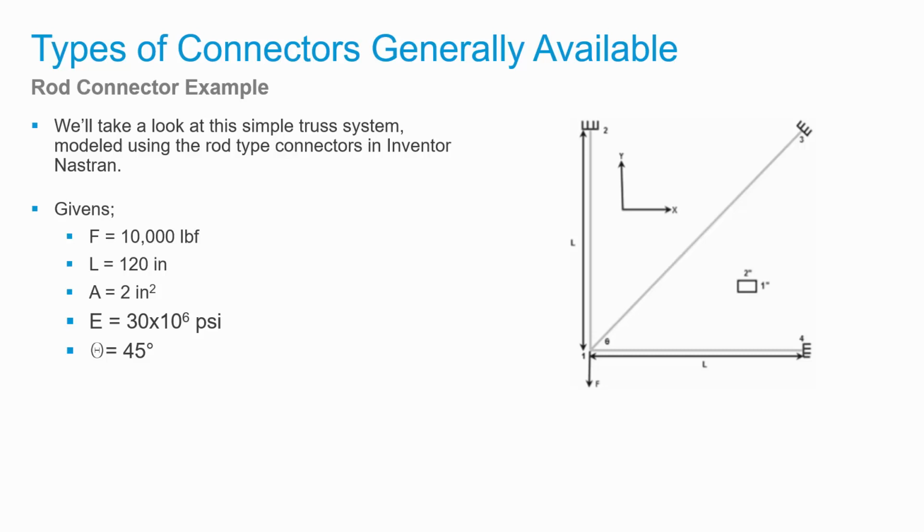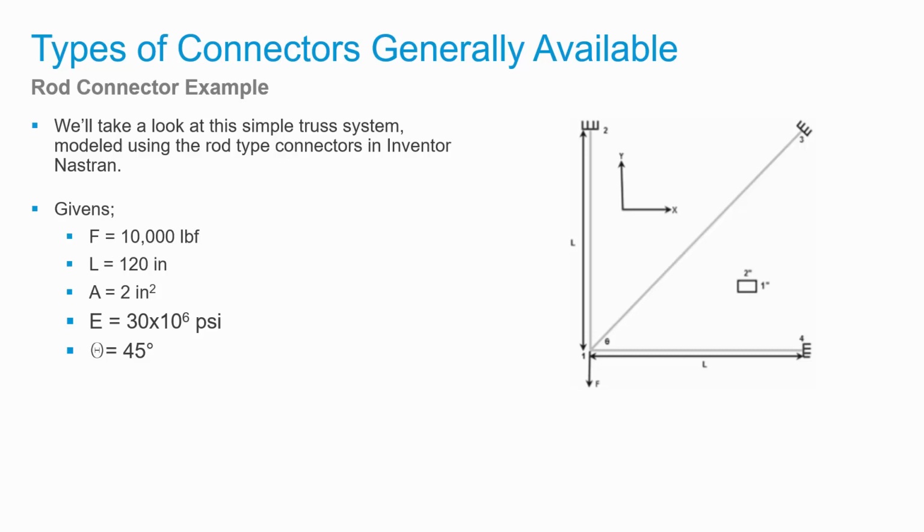We're going to apply a load in the minus y direction as this geometry is oriented in the schematic. That load will be 10,000 pounds force in the minus y direction. The length of the horizontal and vertical members are 120 inches long, and the cross-sectional area is 2 inches squared. The modulus is going to be 30E6, and the angle of the diagonal member is 45 degrees off of horizontal and vertical.